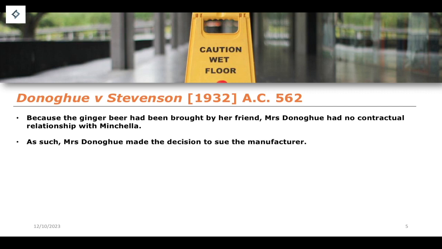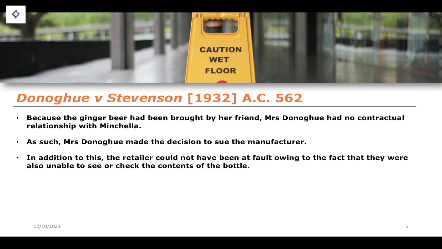So instead, Mrs. Donahue made the decision to sue the manufacturer of the bottle. And in addition to this, the retailer, like I just said, could not have been at fault because they were unable to check and see the contents of the bottle themselves. It was an opaque bottle.